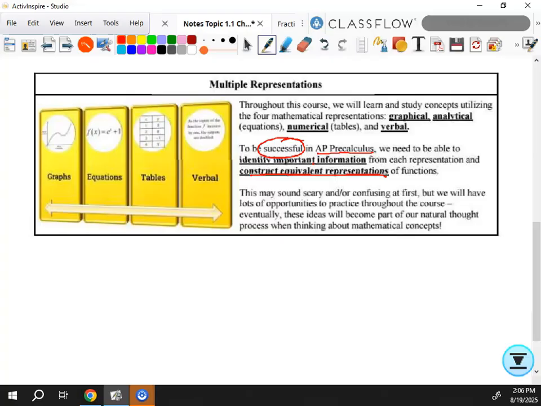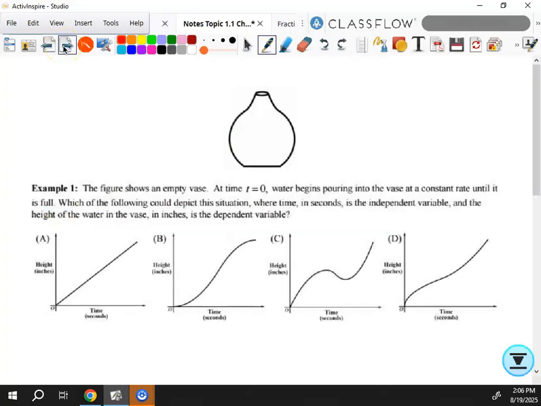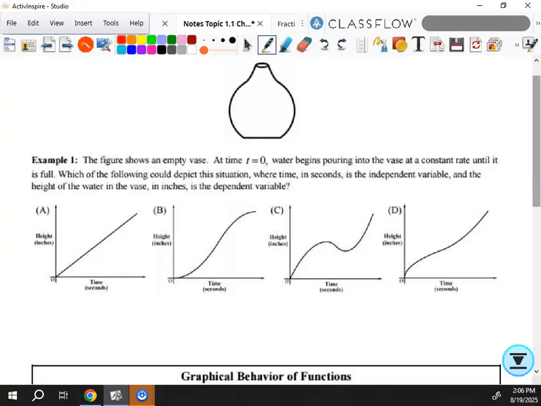All right, flip this over. I know it looks upside down. We'll talk about that in a minute. But here's a base question. Why we did what we did yesterday first to hopefully make this make a little bit more sense. So this says the figure shows an empty vase. At time t equals 0, water begins pouring into the vase at a constant rate until it is full. Which of the following could depict this situation where time in seconds is the independent variable and the height of the water in the vase in inches is the dependent variable?